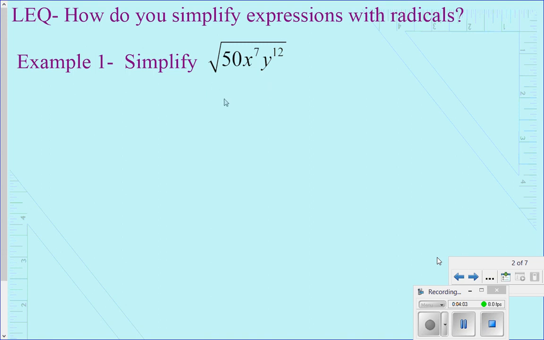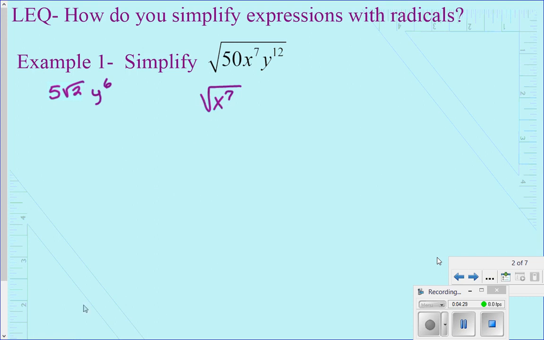12 divides evenly, and that's not a problem. And we already know how to simplify the square root of 50. So we'll do that first. The square root of 50 we know is 5 root 2. We know the square root of y to the 12th is y to the 6th. So we already have that. The piece that we need to simplify that we don't really know how to yet is the x to the 7th.